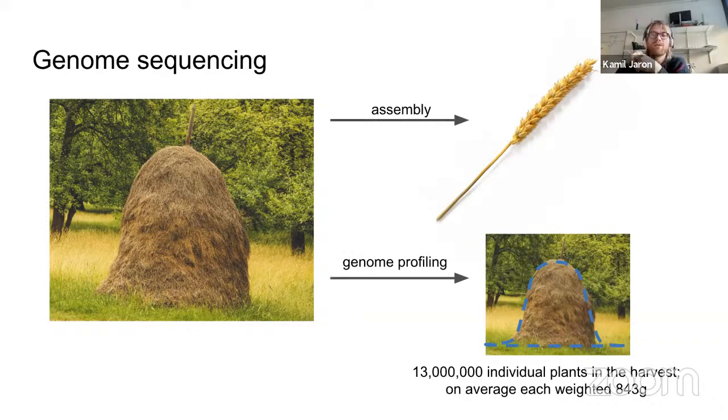So that's why we have this completely alternative way of looking at the data, which we call genome profiling. This does not attempt in any way to reconstruct the genomic sequence, but it aims to characterize some of its genomic properties. In the analogy, it would be something like estimating how many grasses were cut into that one pile, or how many seeds there were on average on each plant.